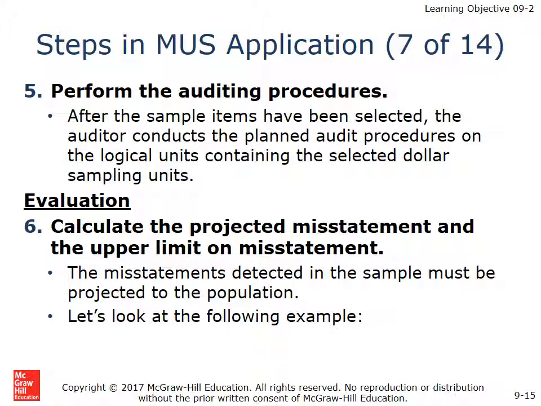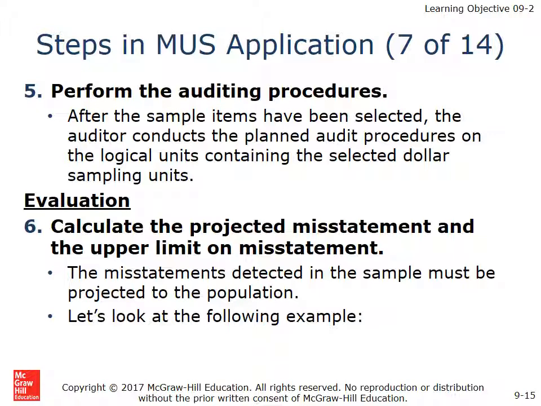Now perform your auditing procedures. Whatever auditing procedures you decide to do, after the sample items have been selected, the auditor conducts the planned audit procedure on the units in the sample. Okay, and then we're ready to evaluate. We collect the information we got from the audit procedure, and calculate the projected misstatement and the upper limit on misstatement. This is discussed on page 310.